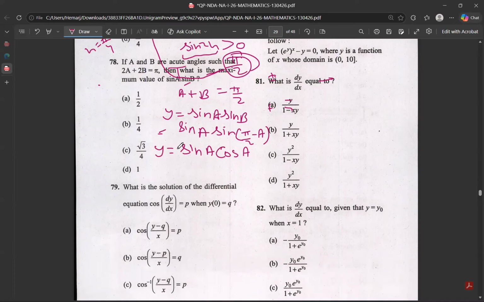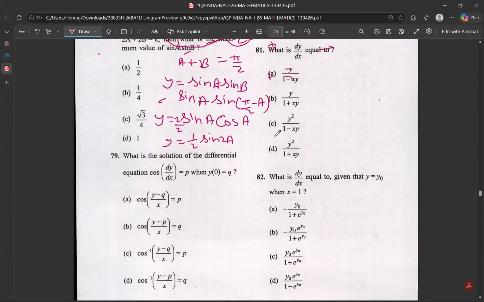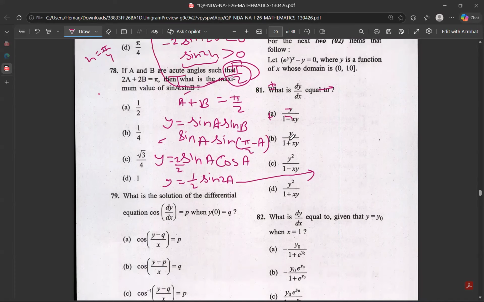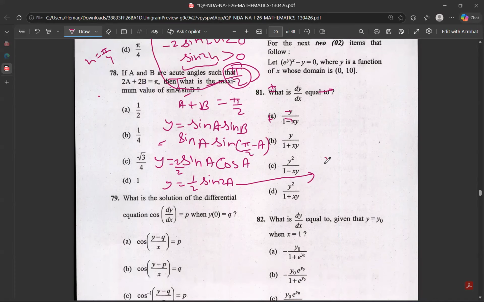Now another operation that can be done is multiply this expression by 2 and divide it by 2. It is still sin A into sin B, but what will be the advantage? The advantage is that 2 sin A cos A will be sin 2A. Now our y is 1 by 2 sin 2A. We have to find the maximum value of this. How can we find it? By doing the derivative, using the concept of maxima and minima. 1 by 2 into the derivative of sin 2A is cos 2A, and 2A's derivative is 2.